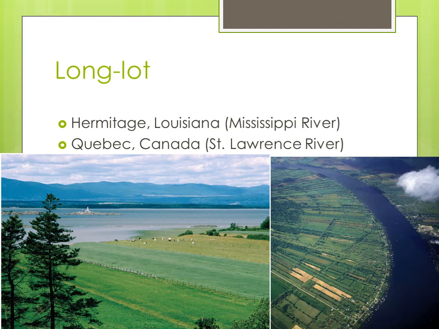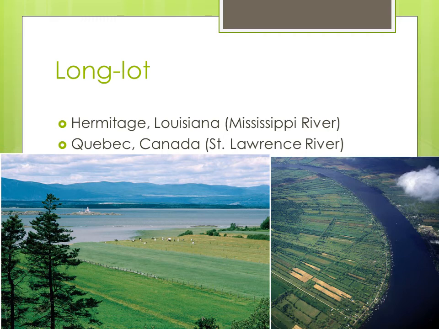So let's go ahead and take a look at our first rural settlement pattern, and that is the long lot system. Again, this was in areas colonized by the French. So in the images that you see down at the bottom, the one on the right is from Hermitage, Louisiana, and that is the Mississippi River running through it. The one that you see on the left is from Quebec in Canada, and that is the St.